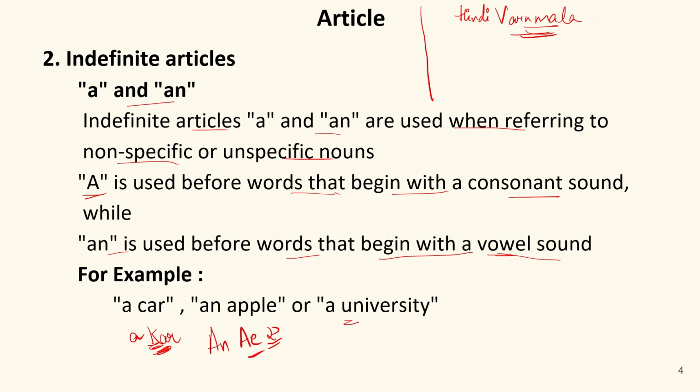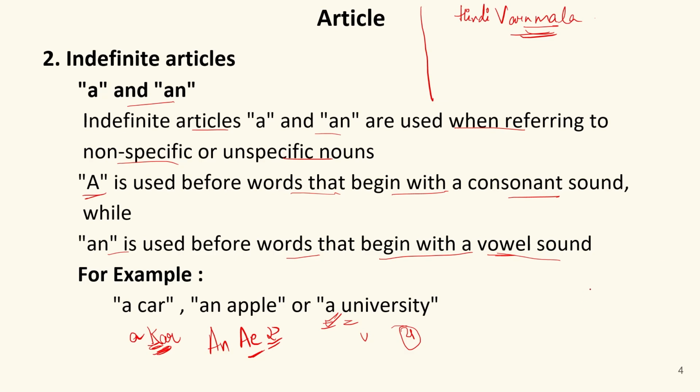In the case of university, we have the word starting with U, which is a vowel, but it sounds like Y of Hindi Varnamala. So a should come before this word, because it sounds like a consonant sound. That's why we use a as the indefinite article. So before we use a or an, we should pronounce the word and check the beginning sound of that particular word.